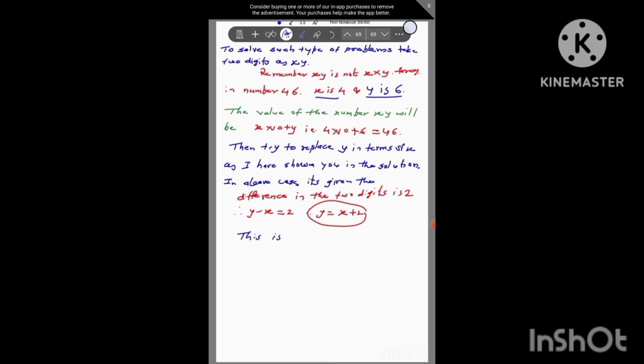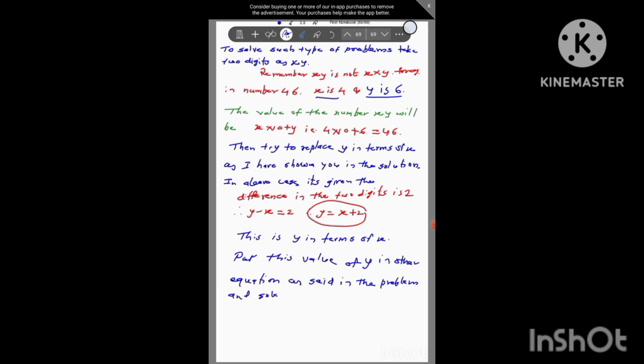This is expressing y in terms of x. That will solve your problem. I have explained this in the example ahead, or you can go and try it there. You can understand it. So this is y in terms of x. Put this y value in x. Don't get confused. Try to understand this in the part ahead of this.